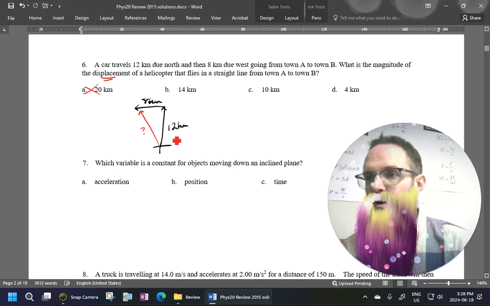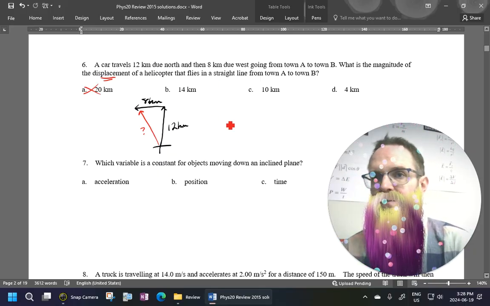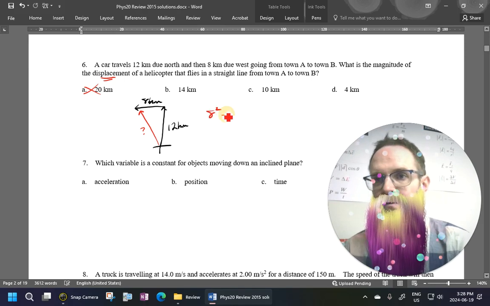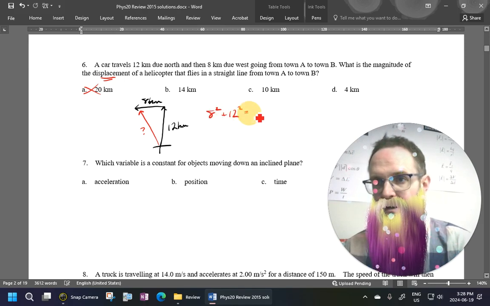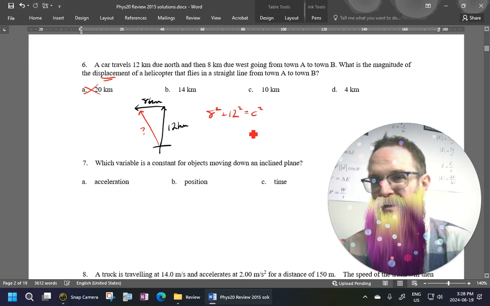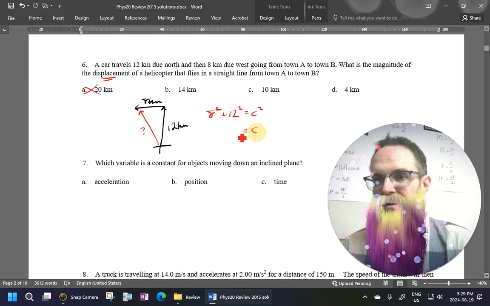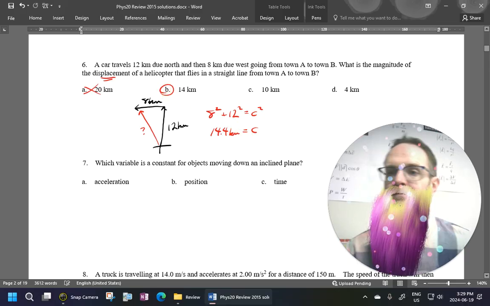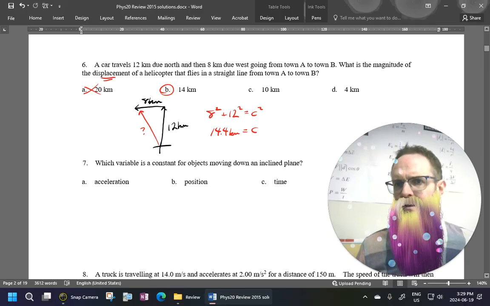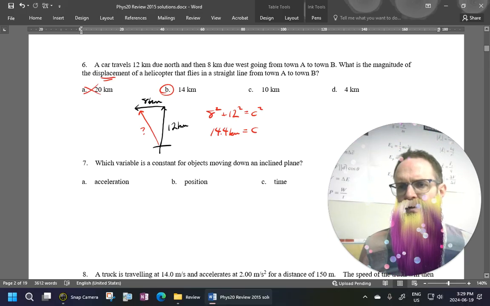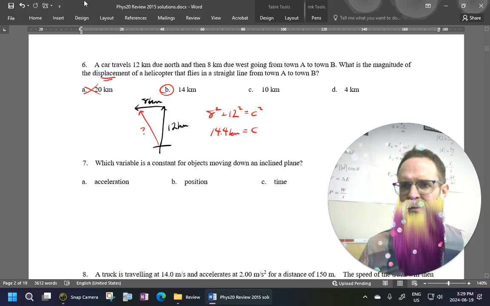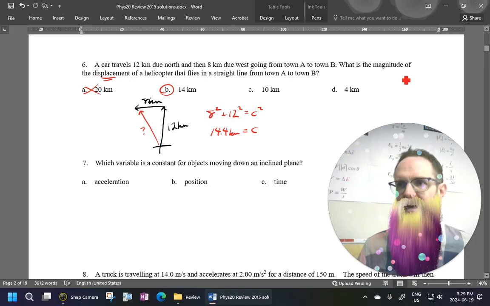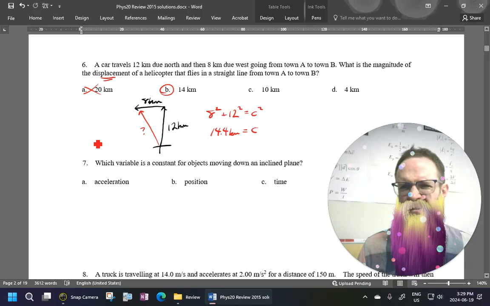Let me write that down. 8 squared plus 12 squared equals c squared. C is equal to 14.4 kilometers. There we go. Cool. If you want to find the angle, you can find the angle, but it looks like they're just looking for the magnitude. So that's not the angle there.